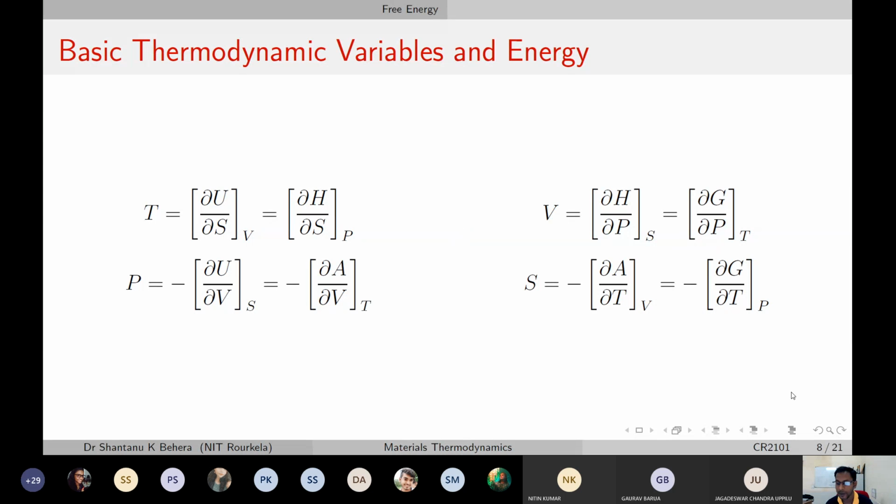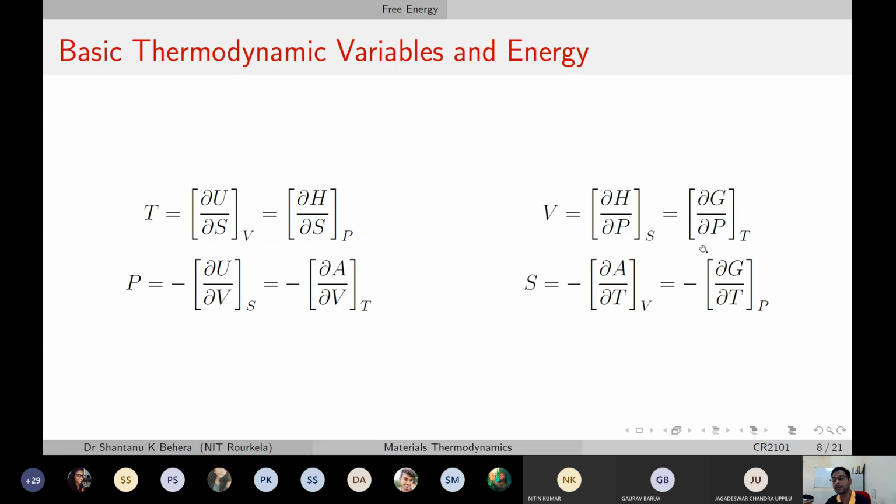Okay. So last class we spoke about how we express various basic thermodynamic variables in terms of energy components, and the most important one would be how Gibbs energy under different conditions is related to other basic thermodynamic variables. Here we made a mistake last time. I have corrected that, so this one is fine.